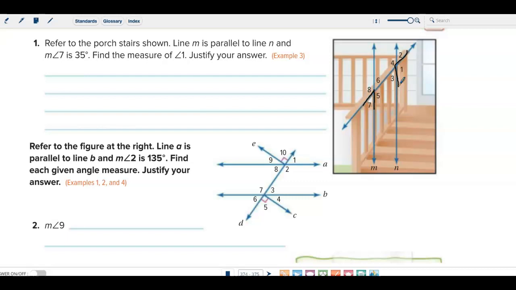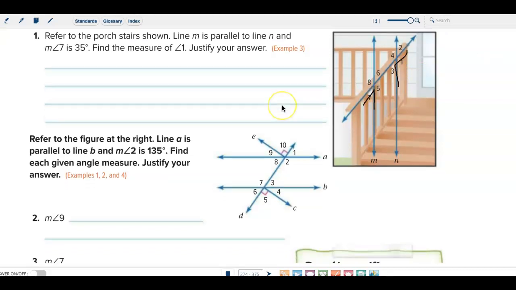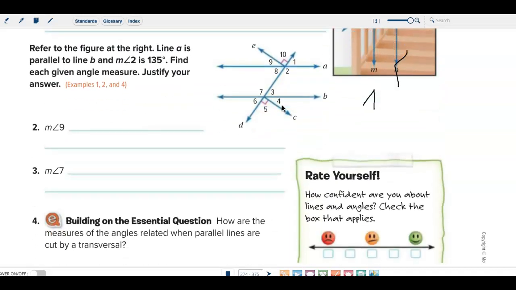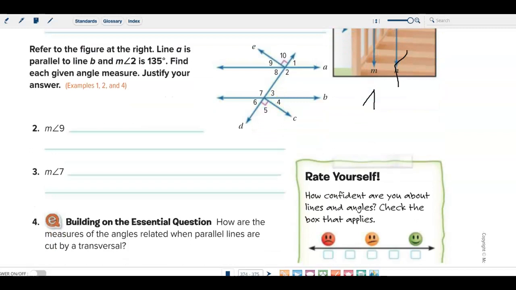The next one, refer to the figure. You needed to figure out the measure of angle 9 and the measure of angle, what was the other one? 7. They tell us that the measure of angle 2 is 135. So this is 135. So we need to figure out 9 and 7. 10 and 5 are 90.